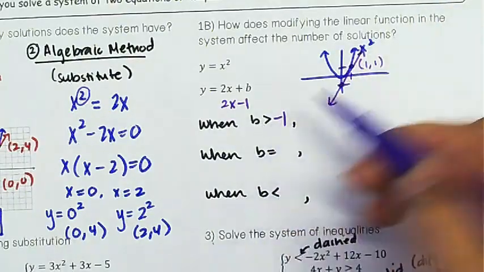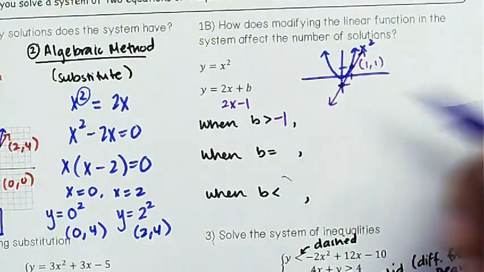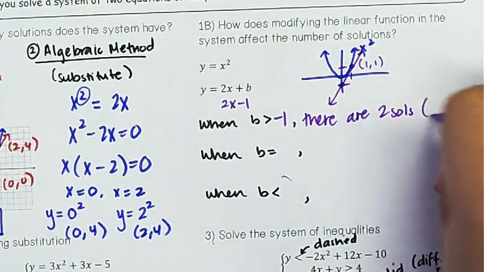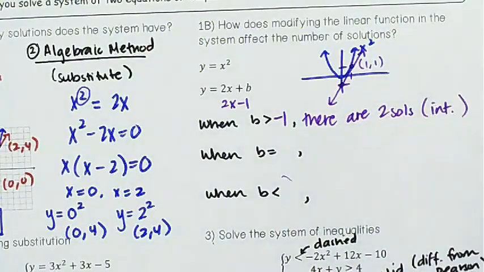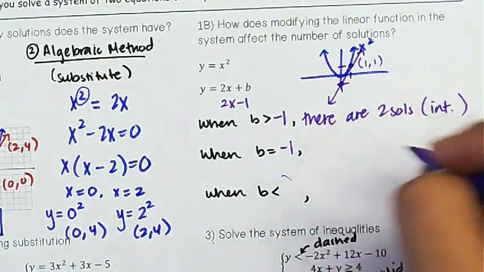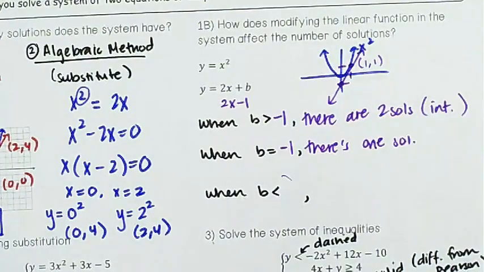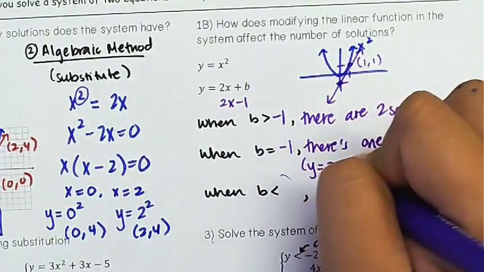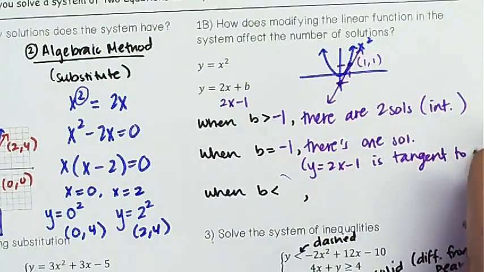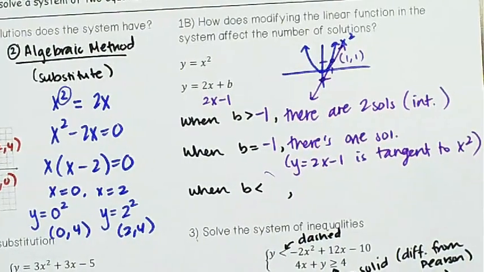If b is greater than 2x minus 1, meaning if this is above it, then you're going to have 2 intersections. So we say there are 2 solutions or intersections. If b is equal to negative 1, like in this case, we say that there is 1 solution. But more important than that, we know that y equals 2x minus 1 is tangent to x squared. Tangent means that they touch at exactly 1 point.